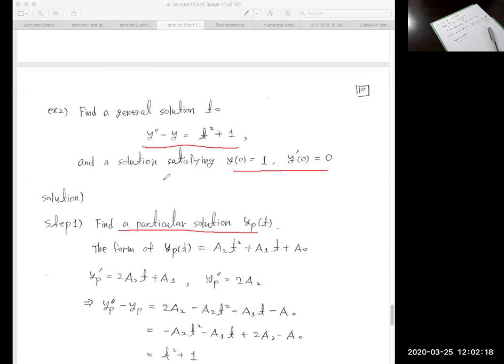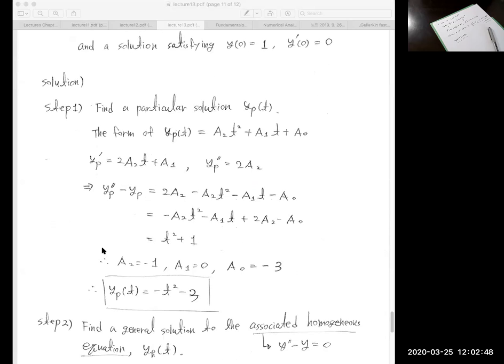For the first one, you see here the type of the external force is a second degree polynomial. Then the form of the particular solution must be a second order polynomial, right? So we need to figure out a2, a1, a0, which are the undetermined coefficients.